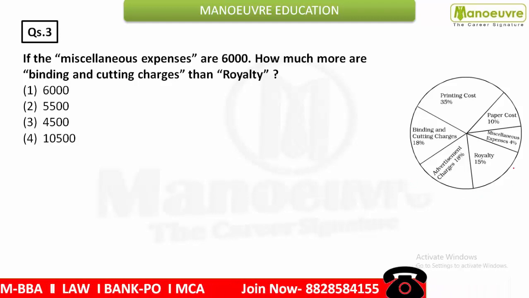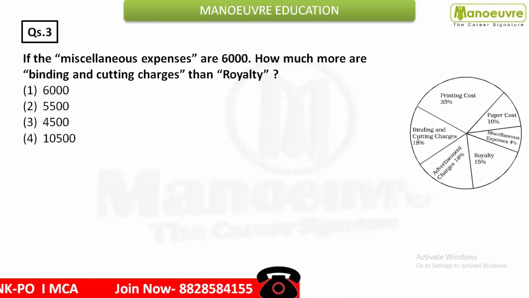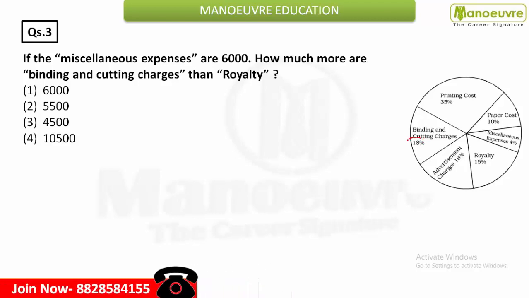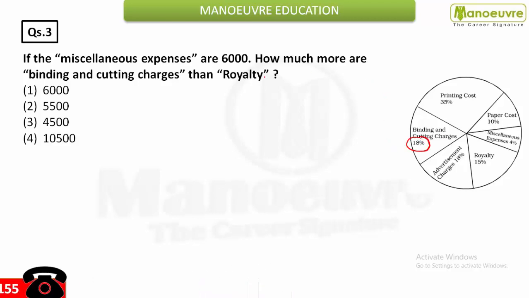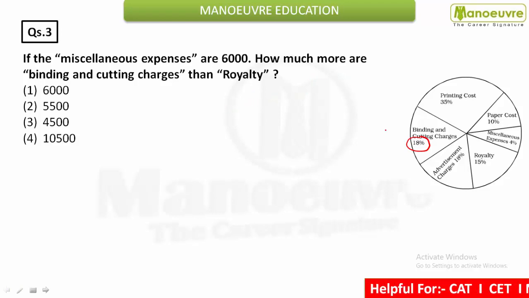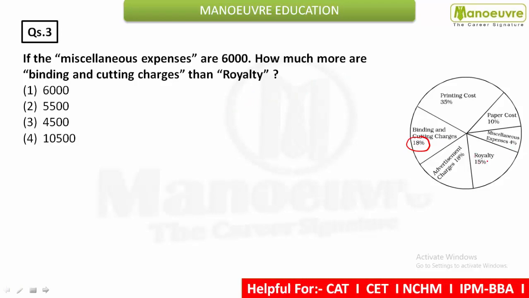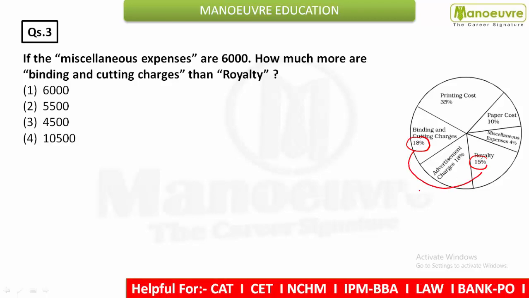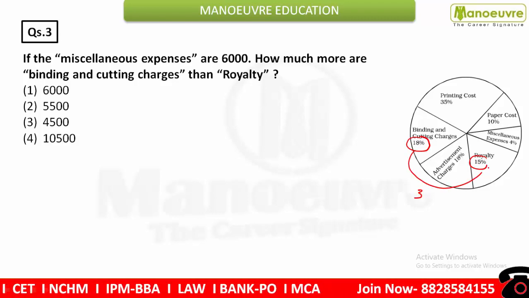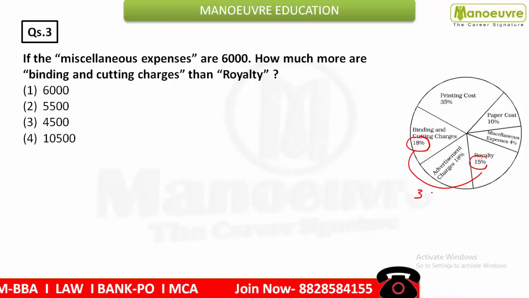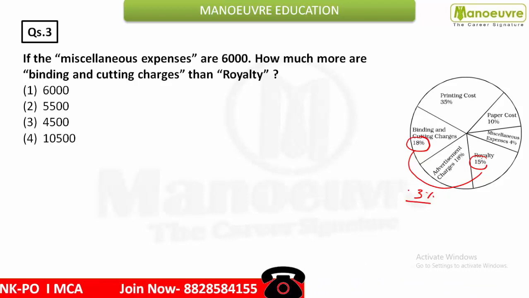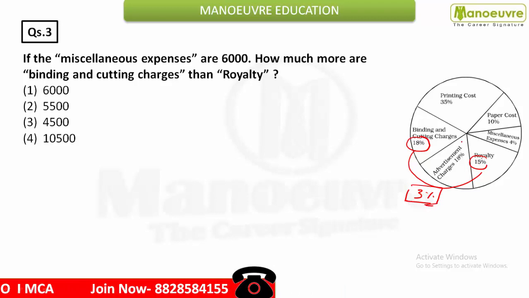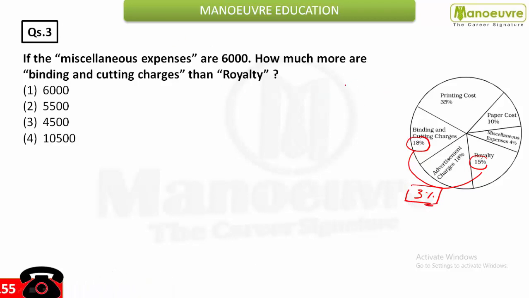So first of all, I'll see that binding and cutting charges, that is 18%. And how much more are binding and cutting charges than royalty? So where is royalty? That is 15%. So what is the difference between them? That is 3%, that is 18%, and this is 15%. So I can say there is a difference of 3% between them. So here it is asking about the how much more.